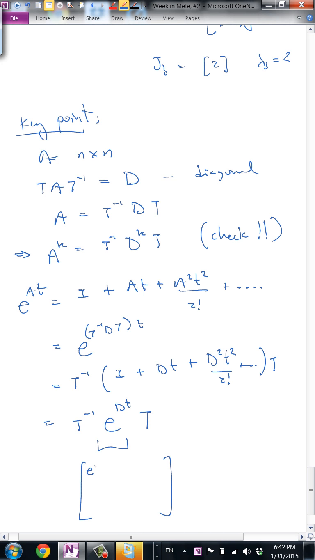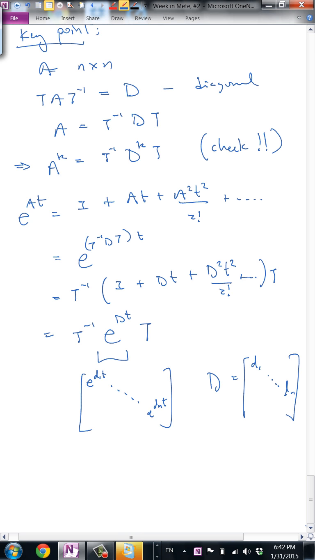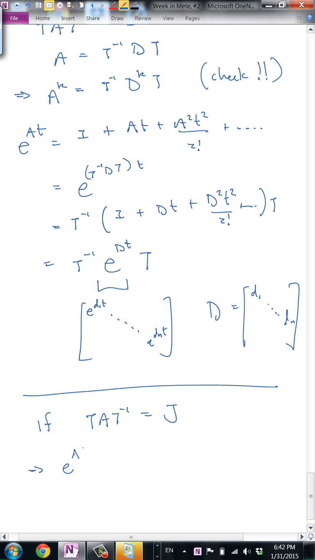It is e to the d1t all the way down to e to the dnt, where I'm saying that d is equal to, I'm using the di's to be the diagonals. So notice that there's nothing special about these calculations here for a diagonal matrix. In fact, it's true for any matrix. So if TAT inverse is in Jordan canonical form, then e to the At is equal to T inverse e to the Jt times T.